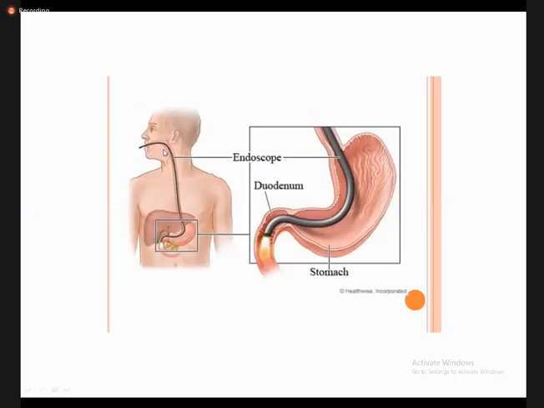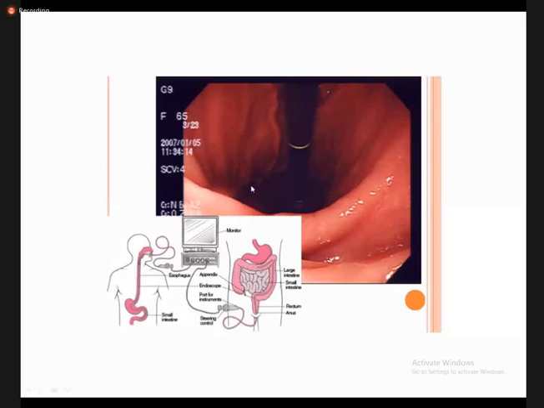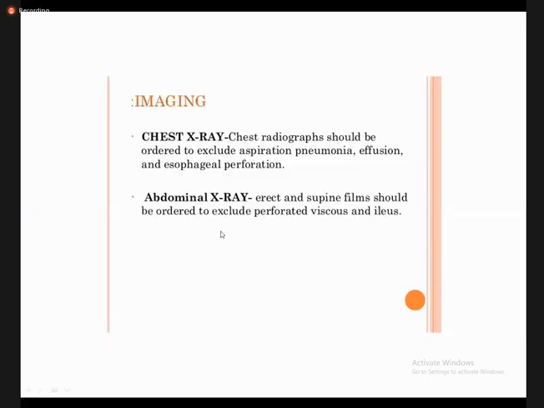This is the endoscope which passes from the oral cavity right into the esophagus and then into the stomach and the duodenum. And this is again another picture of the stomach.